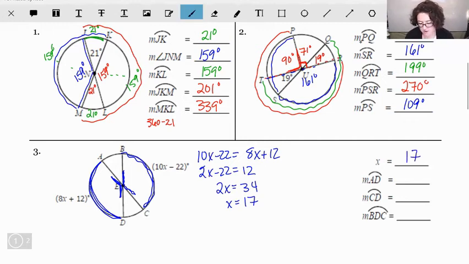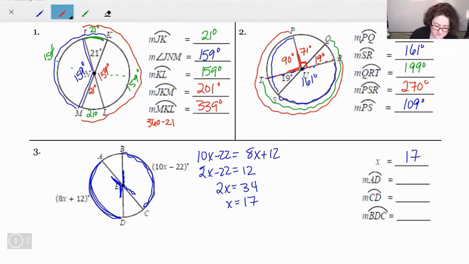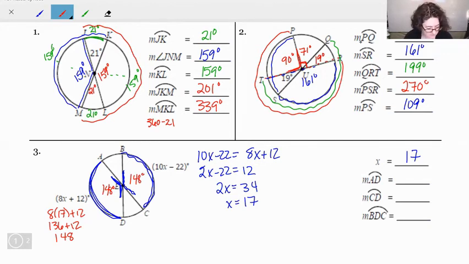But they do want us to find some arc measures. So that means I'm probably going to have to plug the x back in. So let me change my color. So 8x plus 12, if I do 8 times 17 plus 12, gives me 136 plus 12 gives me 148. So that's a 148 degree angle, which means the opposite one should be the same. And plugging that in would actually be a really good way to check our work. So 10 times 17 would give us 170. 170 minus 22 gets us to that same 148. So that one works.